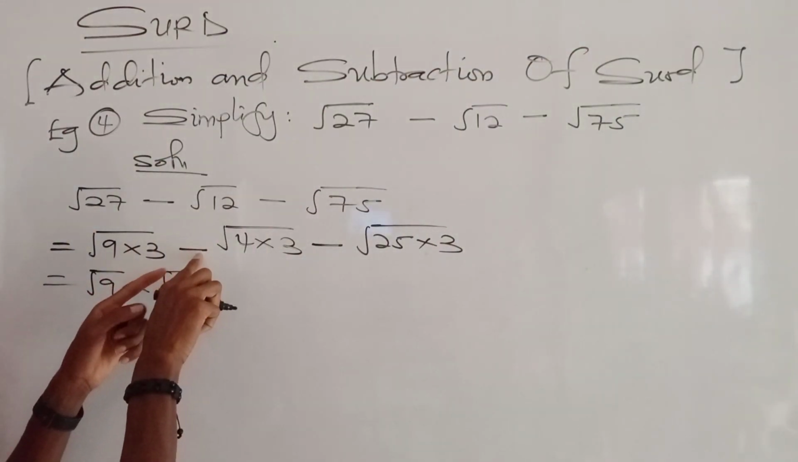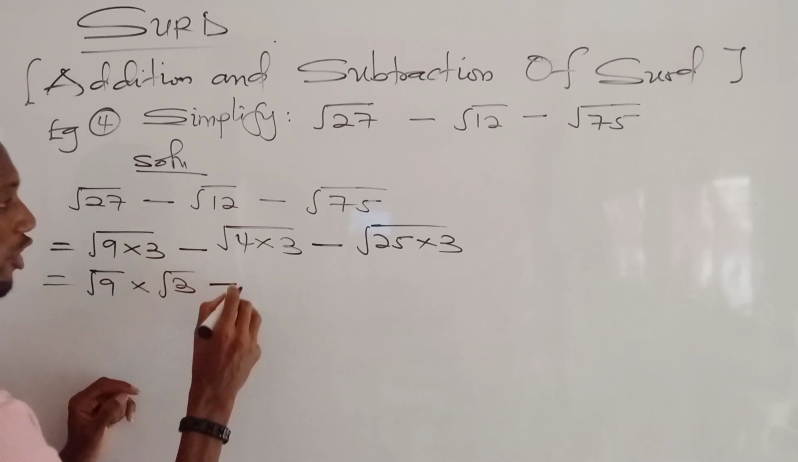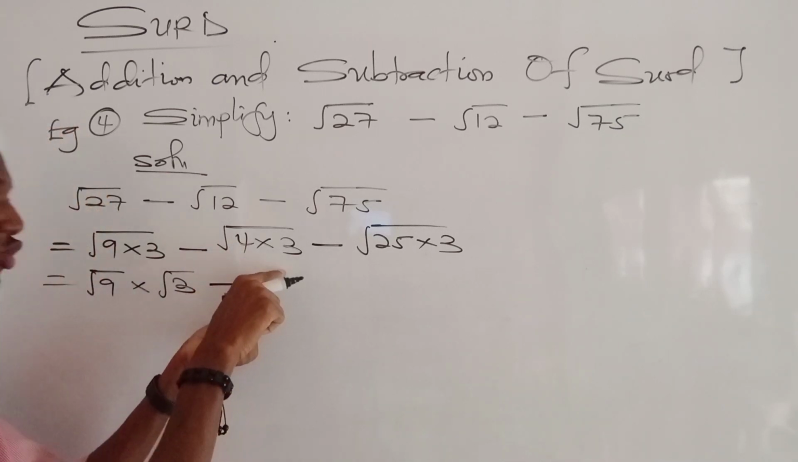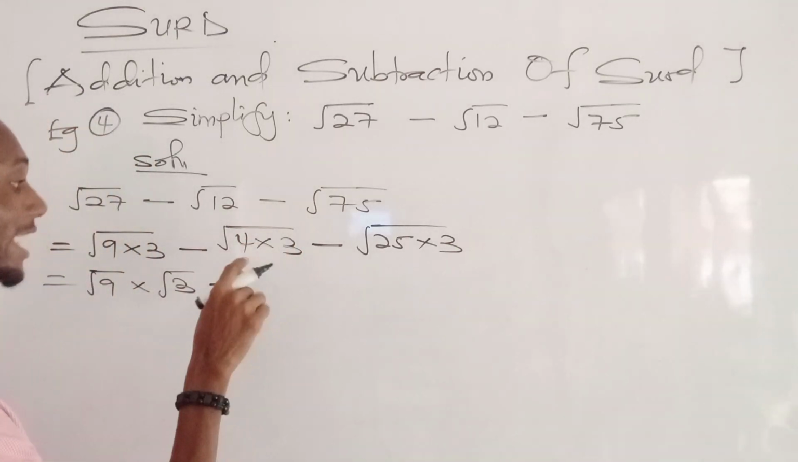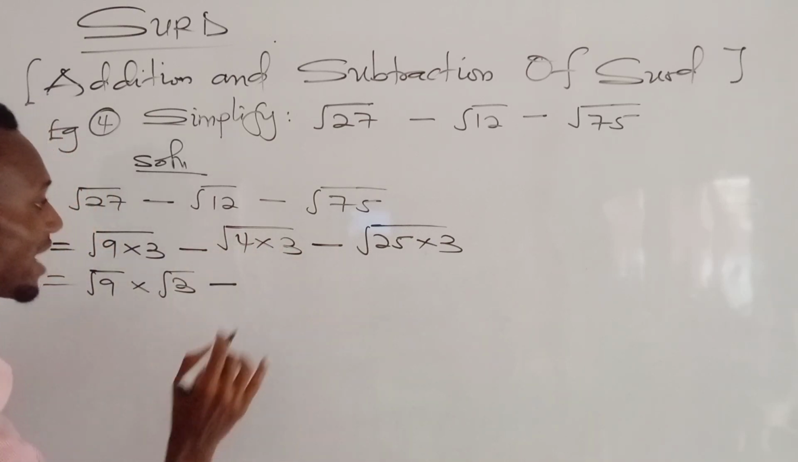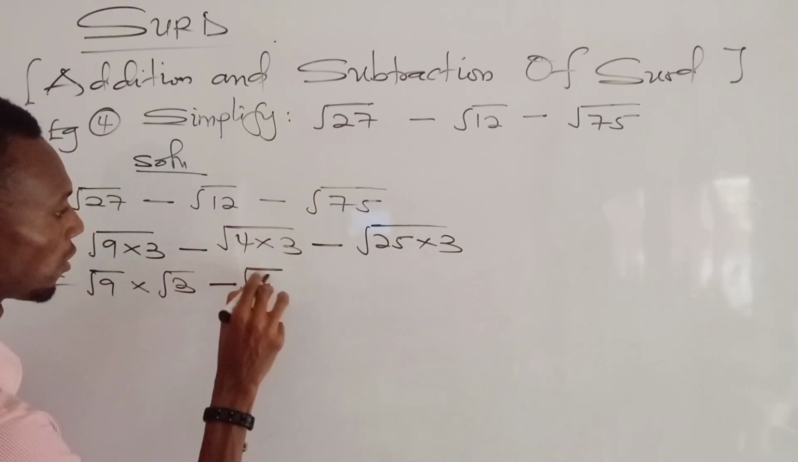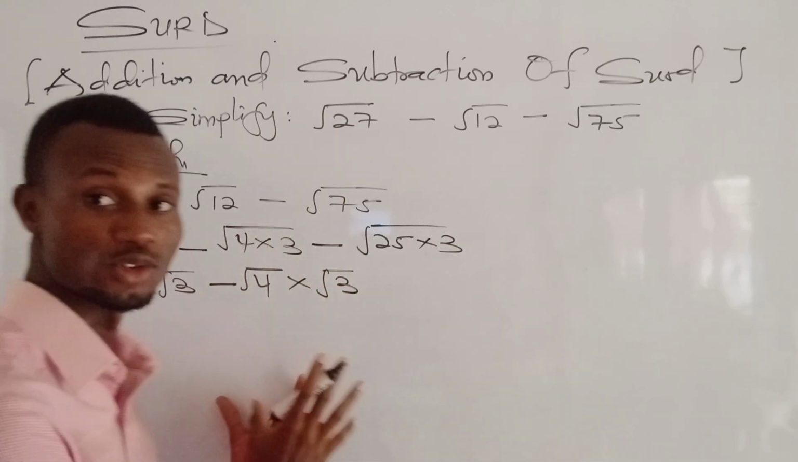So bring your minus sign, which is here. So your minus sign is here. So bring your minus sign, and for this one as well, the square root will affect everything down here. So the square root will affect the 4 and also affect the 3. So we can write it as square root of 4 times square root of 3, and I hope you agree with me up to this point.